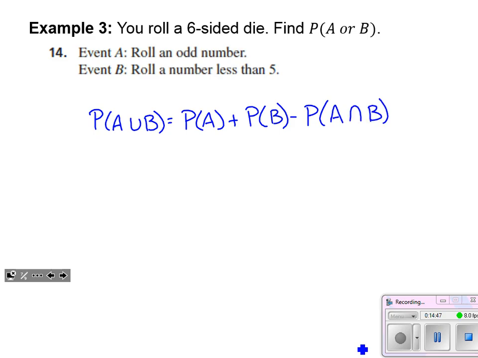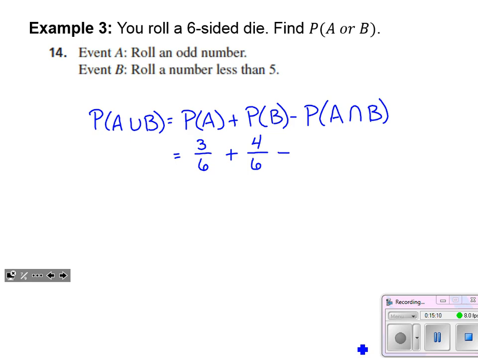Okay, so let's see. What's the probability that we roll an odd number? That's event A. Well, I could roll a 1, a 3, or a 5. That's 3 outcomes out of 6 possibilities in my sample space. Event B, you roll a number that is less than 5. Well, that could be a 1, 2, 3, or 4. 4 possibilities out of my sample space of 6.